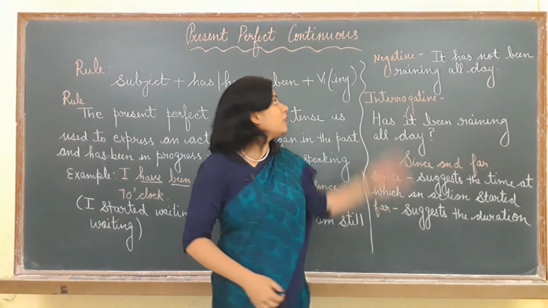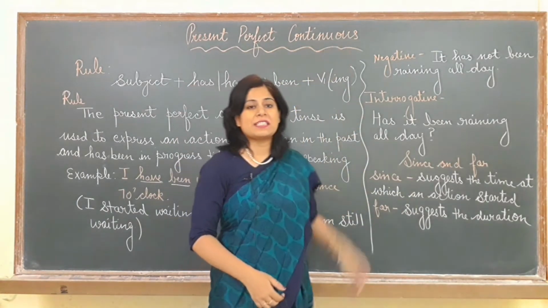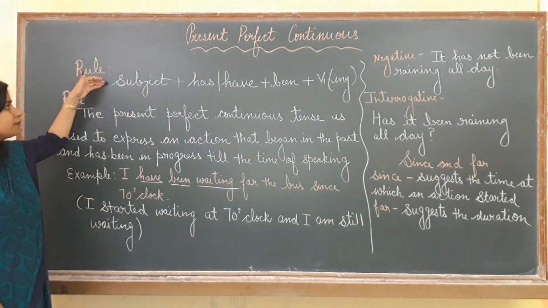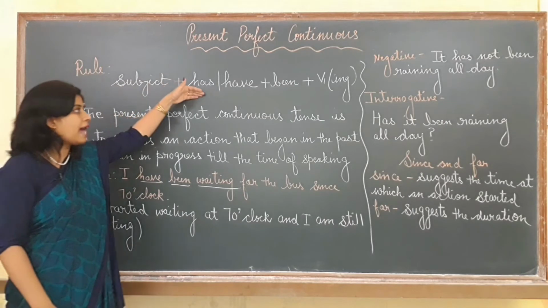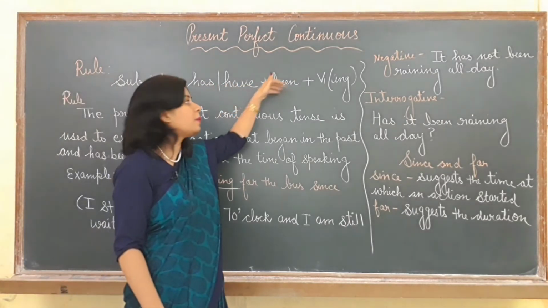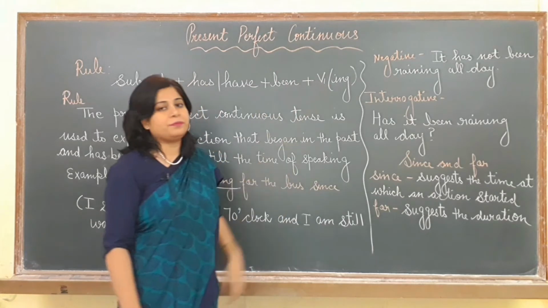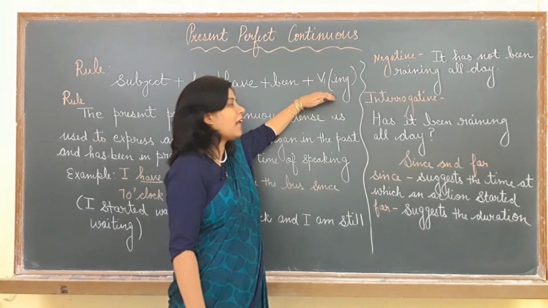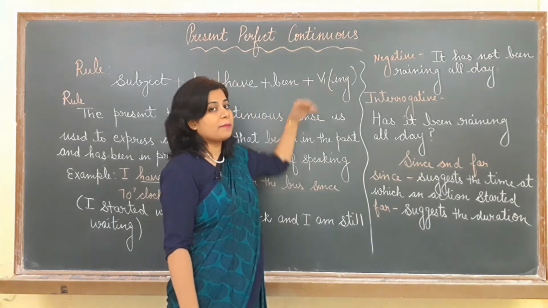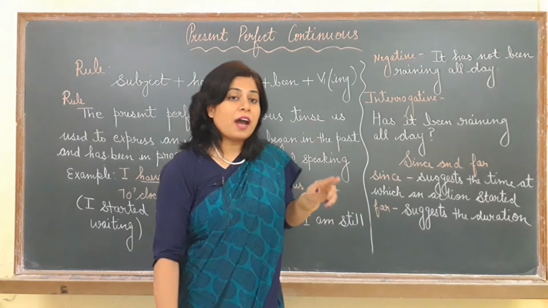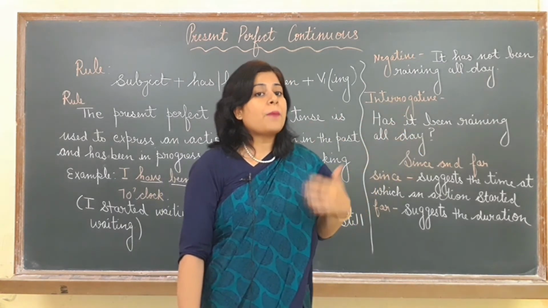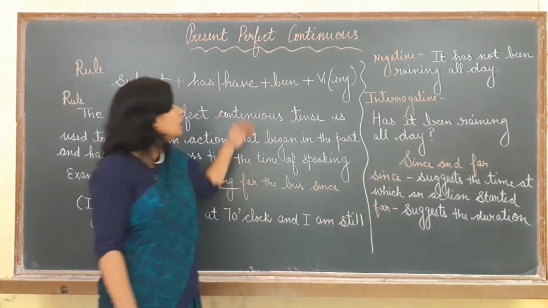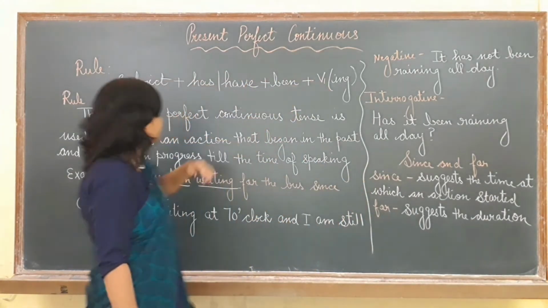Now let me start with present perfect continuous tense. What is the rule of present perfect continuous tense? Subject plus has, have plus been plus verb in ing form. Whenever we use the word continuous, always the verb in ing form is used. For example, present continuous is is, am, are plus verb in ing form. Past continuous is was, were plus verb in ing form. So whenever we use continuous tense, the verb is in ing form.